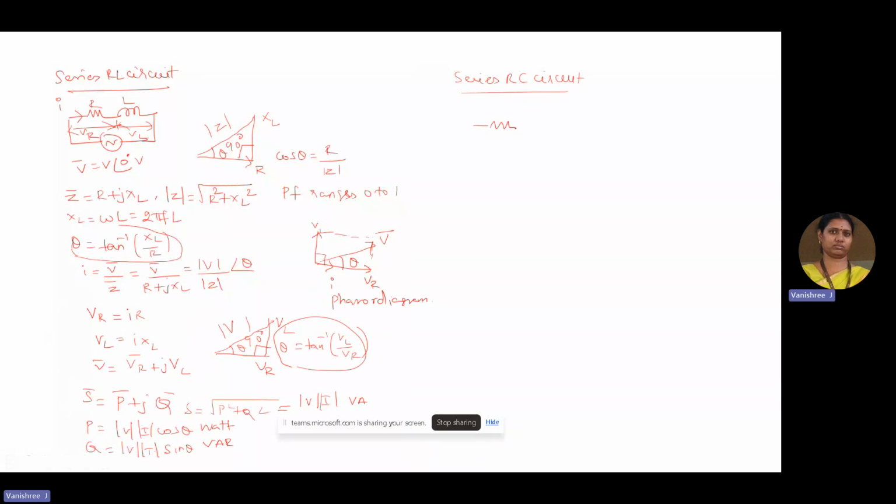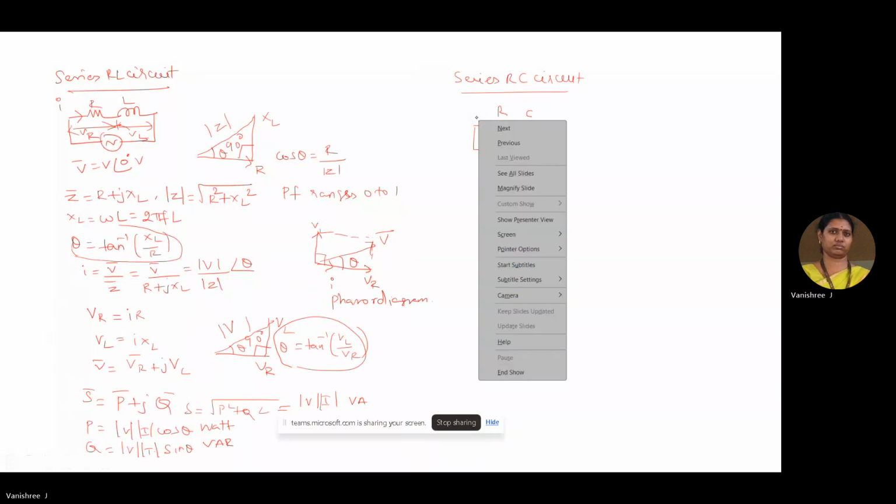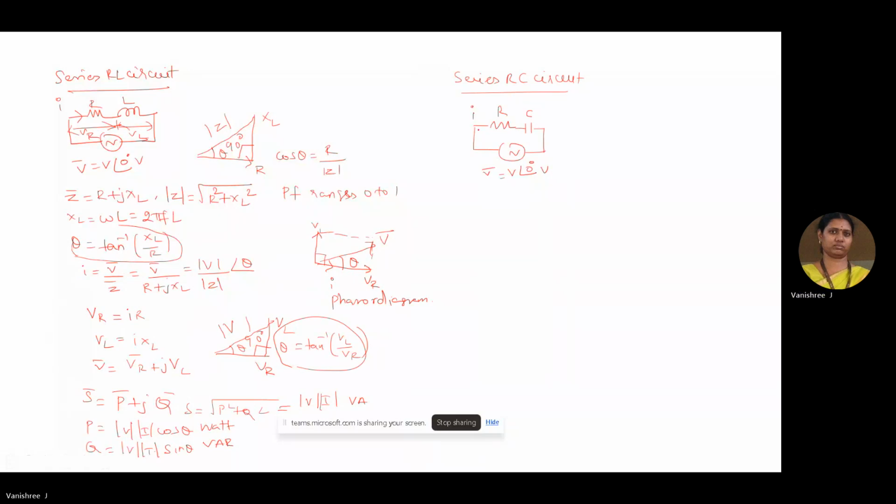So let us take a resistor in series with a capacitor, where the voltage is connected across. The voltage V is taken to be V angle 0, the resistor is R and the capacitor is C. I is the current that is flowing through. So V is equal to V angle 0.